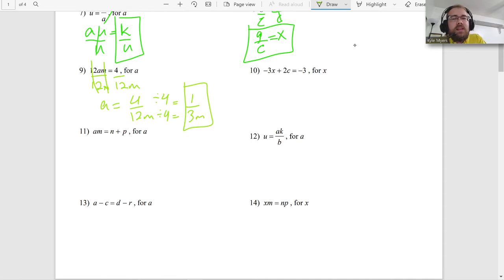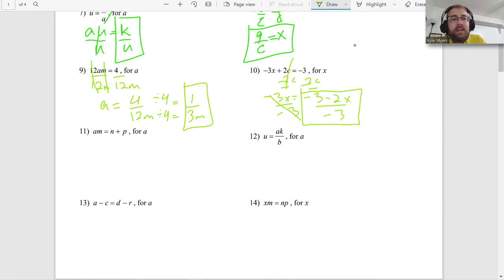So, 10. Negative 3x plus 2c equals negative 3, for x. There's only one x, it's right here, so we're going to subtract 2c. Let's get rid of the 2c. So negative 3 minus 2c. Then we divide by negative 3. I'm telling you guys, don't simplify unless you have to. I would just call this a day.